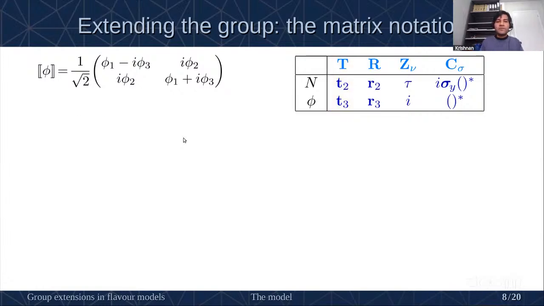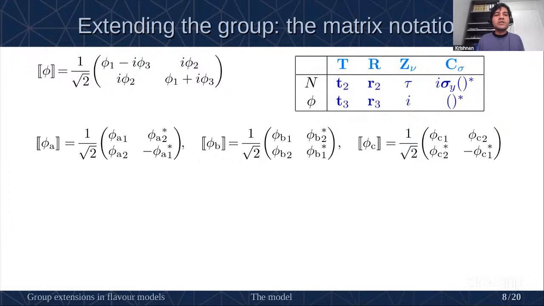Oh, sorry, I forgot one thing. I will just repeat what happens to phi under these. Under T, phi gets multiplied with these 2 by 2 matrices. Under R, again, it gets multiplied. Under Z, it is multiplied with i, so it gets complex. And then you have generalized CP. So it's just a repetition of what we saw earlier.